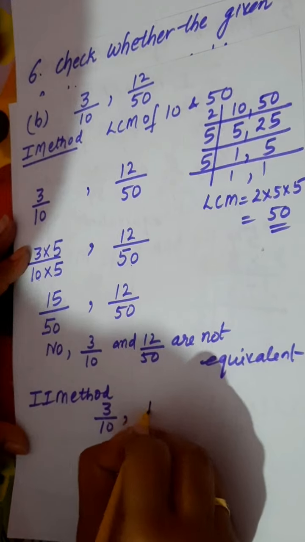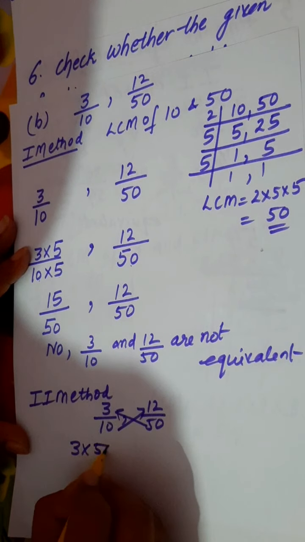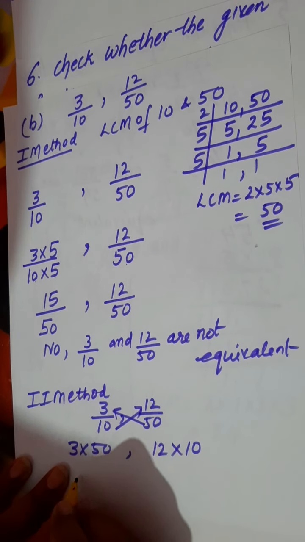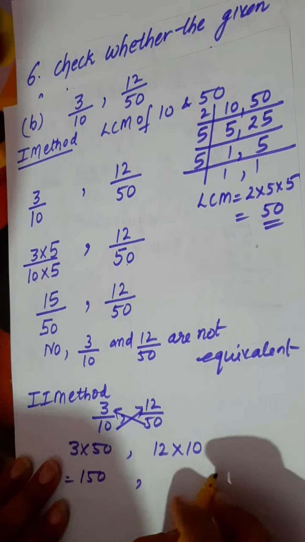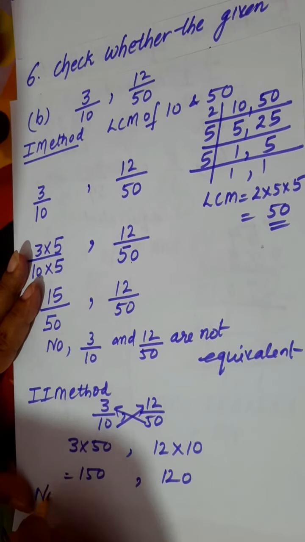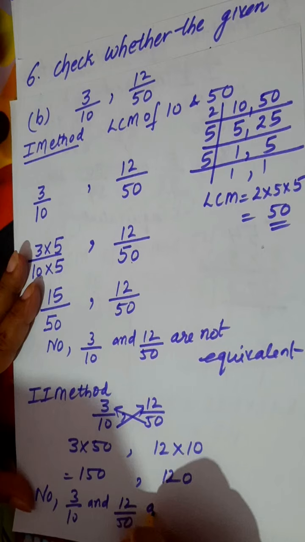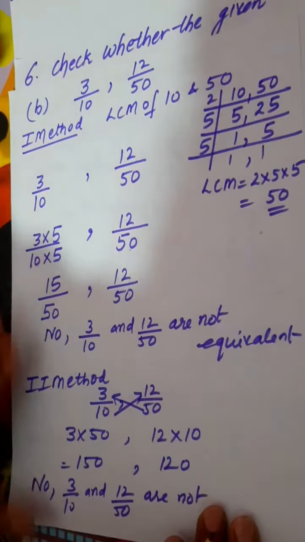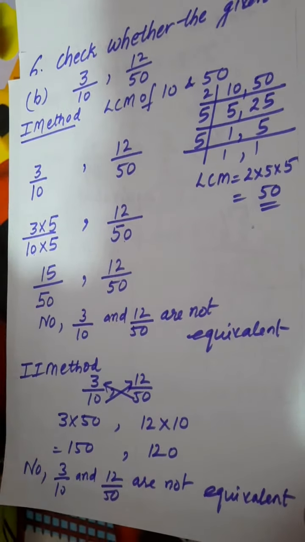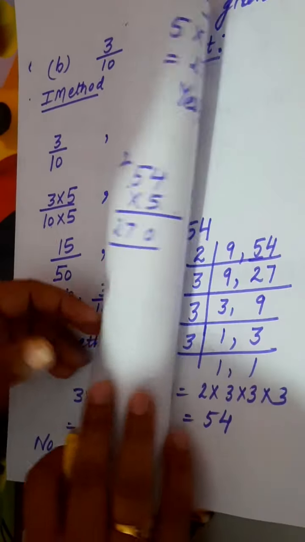3 upon 10, 12 upon 50. I will just solve by cross product. 3 multiplied by 50, 12 multiplied by 10. When I multiply it, 3 multiplied by 50 is 150, and 12 multiplied by 10 is 120. Now both are not equal, so I will write no, 3 upon 10 and 12 upon 50 are not equivalent. So it's up to you. Whenever you have to compare, you can solve by the first method or by the second method also. So this is our B part.